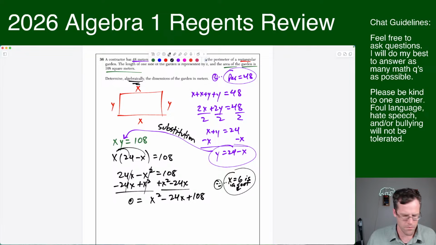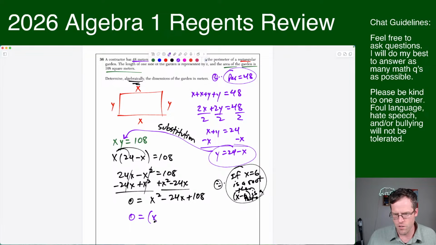that means, let me clean this up. Make this a little neater. All right. If x equals 6 is a root, then the opposite, minus 6, so x minus 6 is a factor. Okay, so then I think about which numbers would work. Well, if I have one as x minus 6, then the other one would be what makes negative 24 when negative 6 plus blank, so that would be negative 18. And if I do negative 6 times negative 18, I get this.